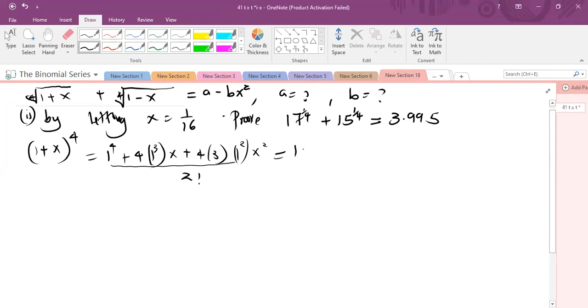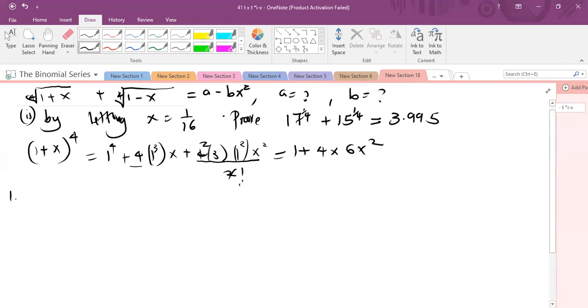Simplifying this, the 2 factorial is on this last term, sorry. So all this divided by 2 factorial. So this is 1 plus 4x, and then 2 factorial is the same as 2, so this gives me 6x squared.